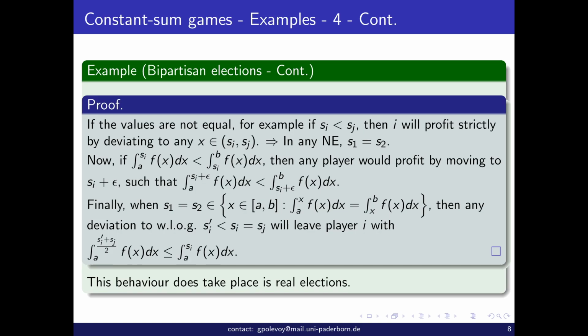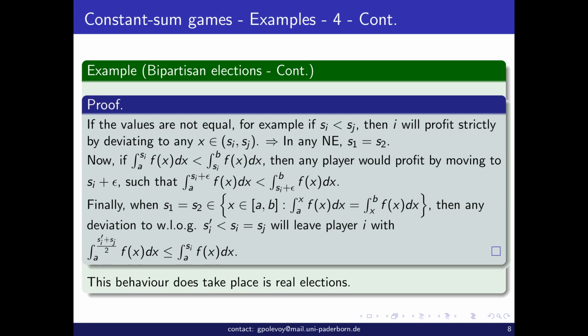They were at the same point. So it can get more than a half, and that's a profitable deviation. So we have now proven that the players have to stay at the same point, and the integral from A to that point has to be equal to the integral from that point to B.